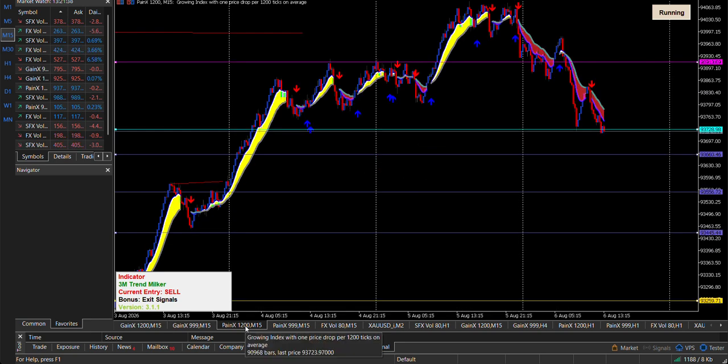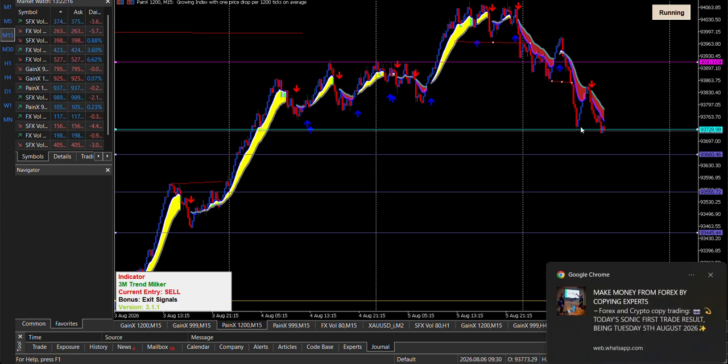So this is also another one. This is Paynex 1200, and this is going on at the moment. We had our MSS somewhere around here. And of course you can see it getting into this region and having a pullback, and going back above this, giving us a BOS at this point. And after that, it got to this region, had another pullback again, and it's about to give us another BOS.